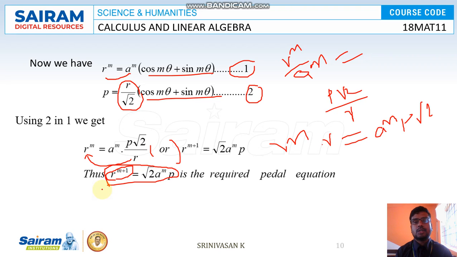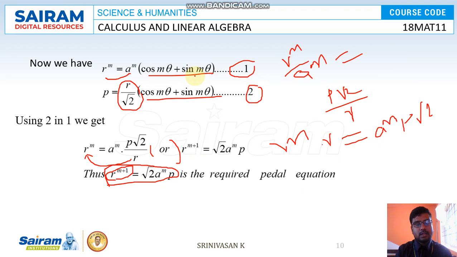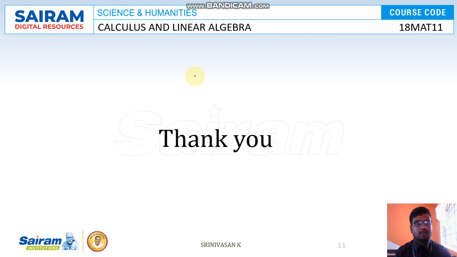So that's all. The process is very simple. If you understand how to find the angle between two curves or a single curve, the same concept is applied, but here we introduce one new process, that is the pedal equation, p equal to r sin psi. The remaining procedure is all the same. I hope you all understand the concept of the pedal equation and how to solve problems based on it.